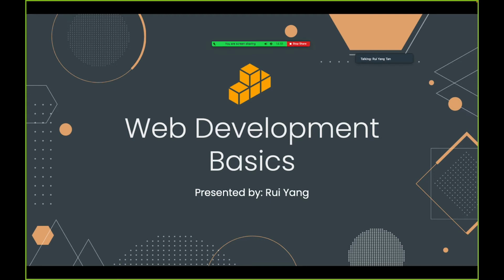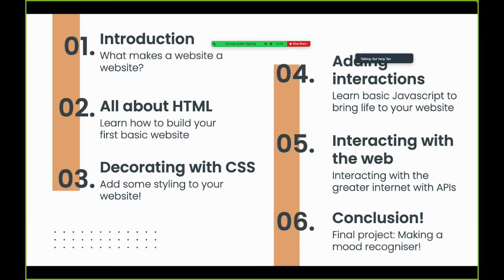So in this workshop, we'll first be taking a look at what makes a website, right? And then after that, we'll explore a bit more into the core components, right? The basic core components being HTML, CSS, and JavaScript. And then afterwards, we'll be talking a bit more about interacting with the web. And if we have time, we'll round it out with a final conclusion project, I hope.